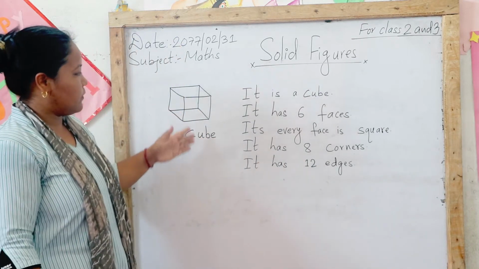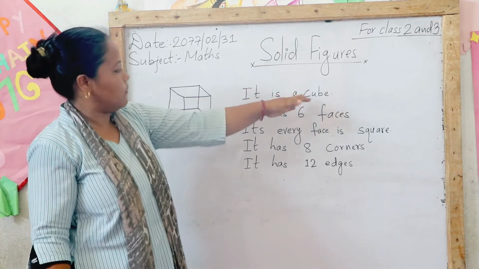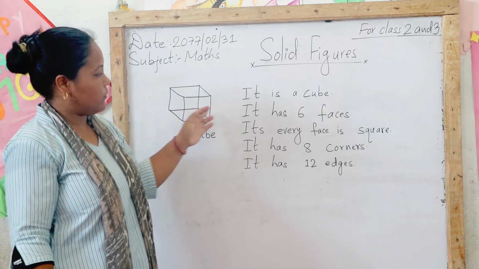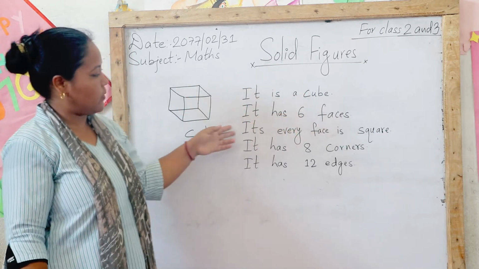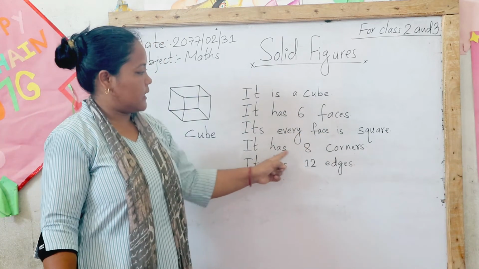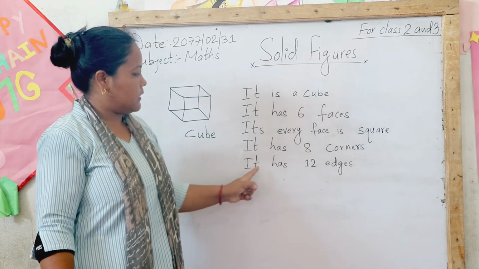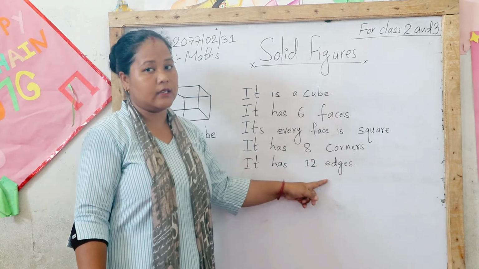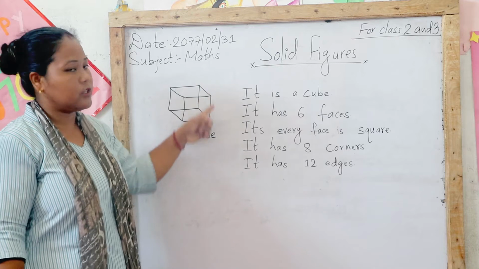The properties of cube again. This figure is a cube. It has 6 faces. First property, every face is square. It has 8 corners and it has 12 edges. These are the properties of a cube.